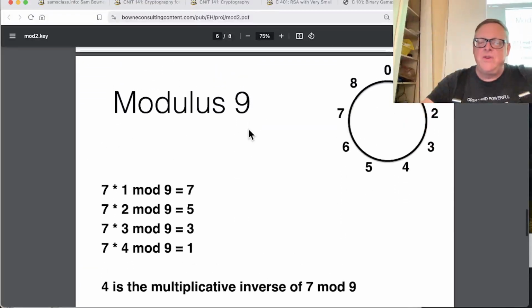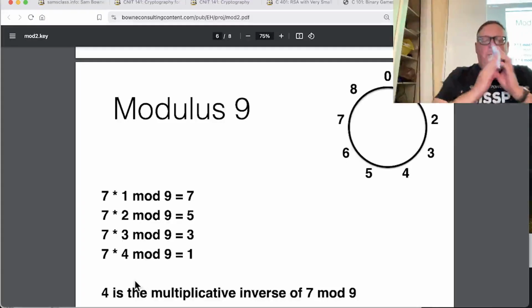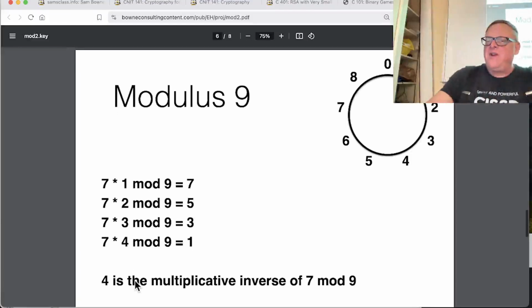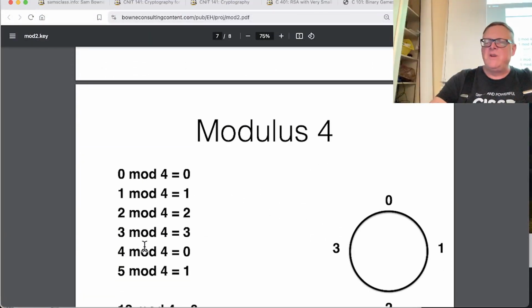But 7 should be okay. So if I take 7 times 1, I get 7. 7 times 2 is 14, which is 9 plus 5. 7 times 3 is 21, so that's 18 plus 3. And 7 times 4 is 28, which is 27 plus 1. So I've found the multiplicative inverse of 7 is 4. And there's no easy way to figure it out in your head. You just have to try numbers to find it. There is an algorithm to find it on a computer somewhat faster.